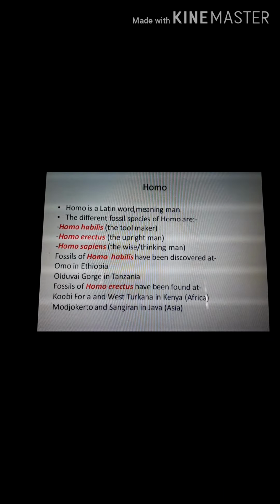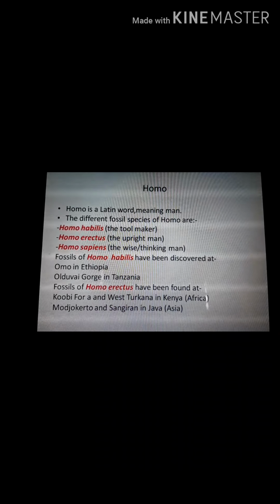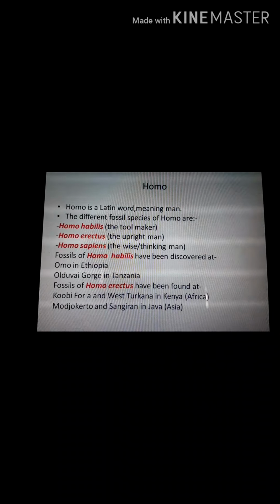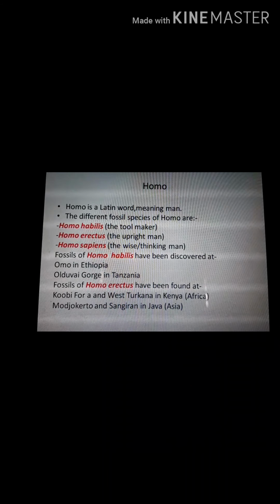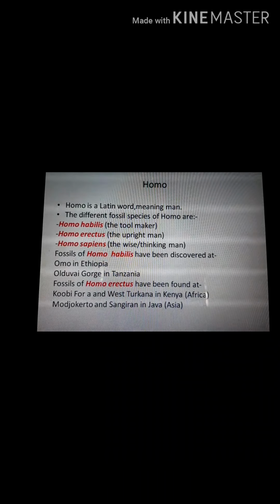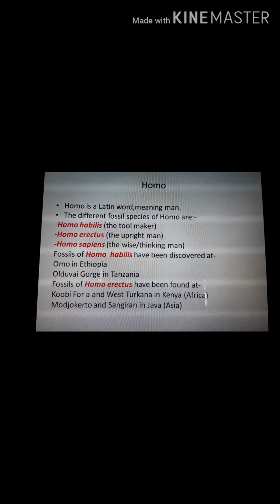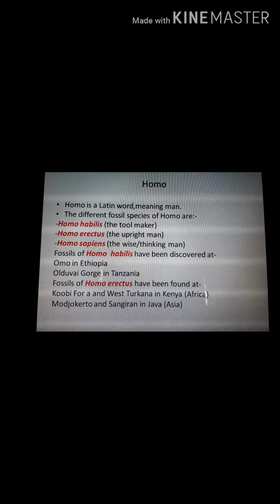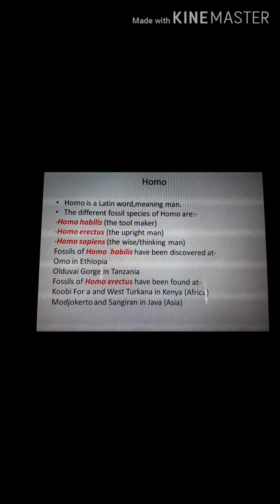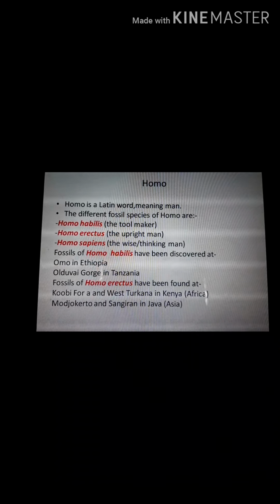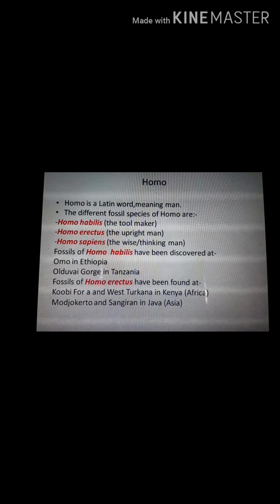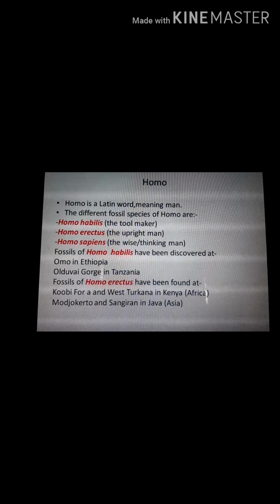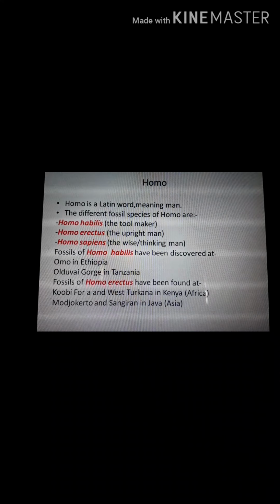We were continuing with our chapter from the beginning of time, which is the first chapter of your history book. The other day we had stopped at discussing Australopithecus, and now we are going to see the other genus, that is Homo. Homo is a Latin word meaning man. The different fossil species of Homo are Homo habilis, the tool maker; Homo erectus, the upright man; Homo sapiens, the wise or thinking man. Fossils of Homo habilis have been discovered at Omo in Ethiopia and Olduvai Gorge in Tanzania.